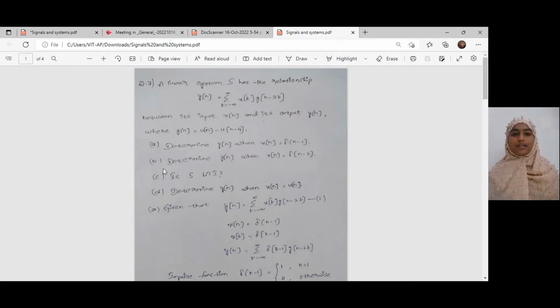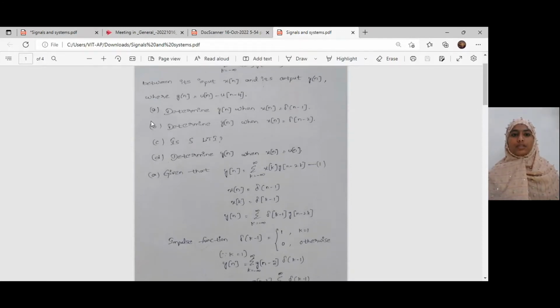We need to find the solutions for these four subparts. Determine y of n when x of n equal to delta n minus 1. Determine y of n when x of n equal to delta n minus 2. Is S linear time invariant? Determine y of n when x of n equal to u of n.